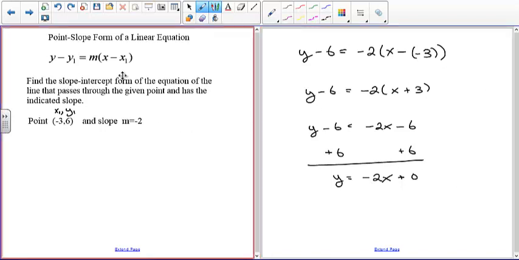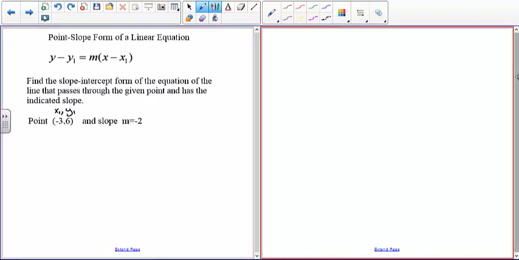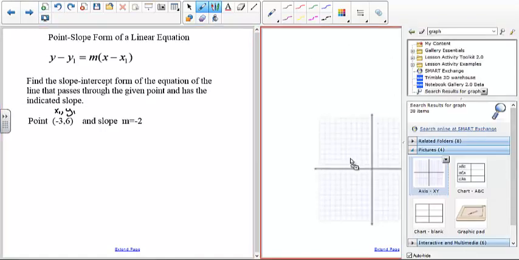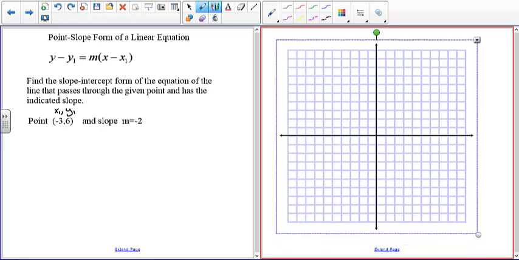So let's just do the graph of that as well. How would we do that? Let's put a page in here. So we're going to plot the point. So the point is negative 3, 6. 1, 2, 3, 4, 5, 6.